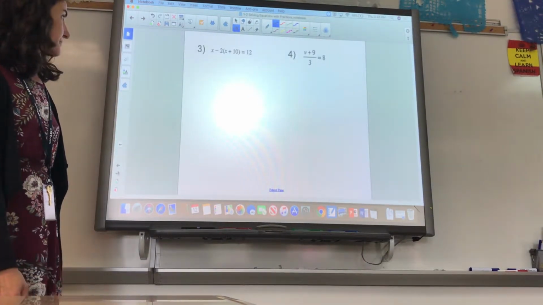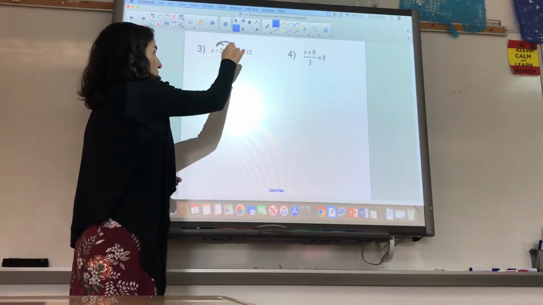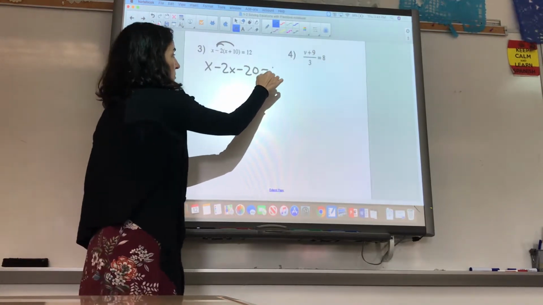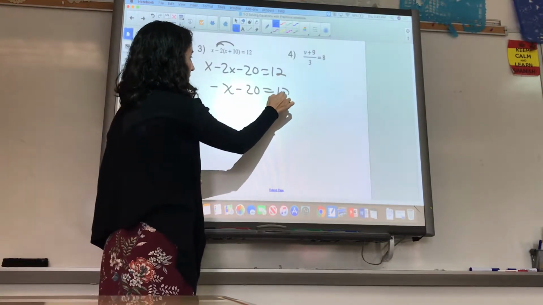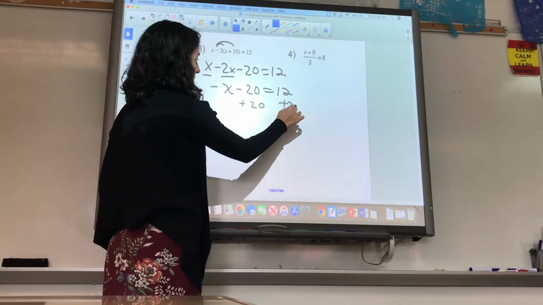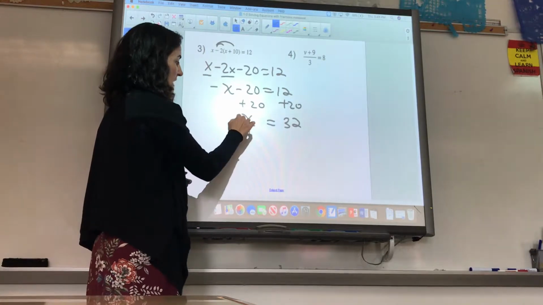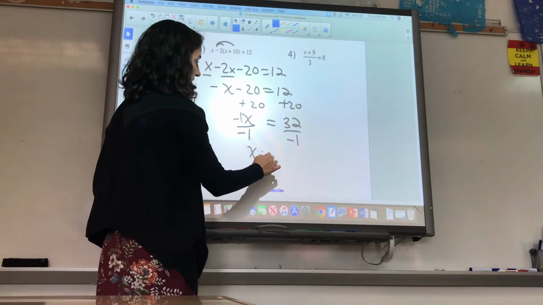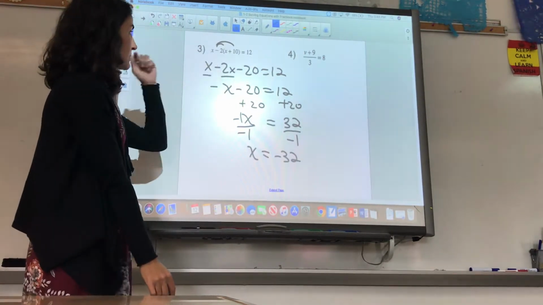All right. Okay, this one has no fractions or decimals, so all I'm going to do is distribute that negative 2. So x minus 2x minus 20 equals 12. Negative x minus 20 equals 12 by combining like terms. Add 20 to both sides. 32 equals negative x, divide by negative 1, because remember that's an invisible 1 right there. And so x equals negative 32. We could check that by substituting it back in.